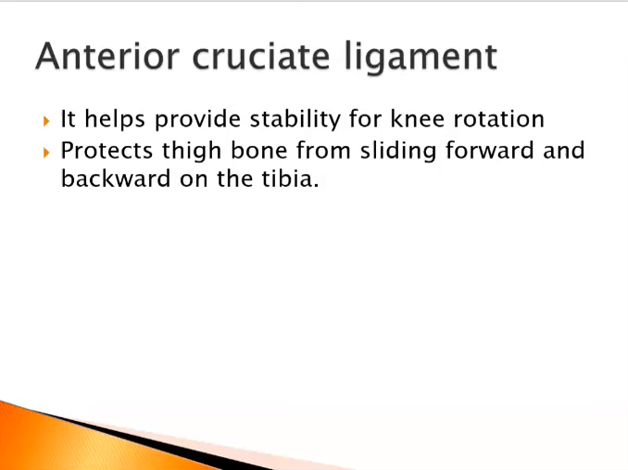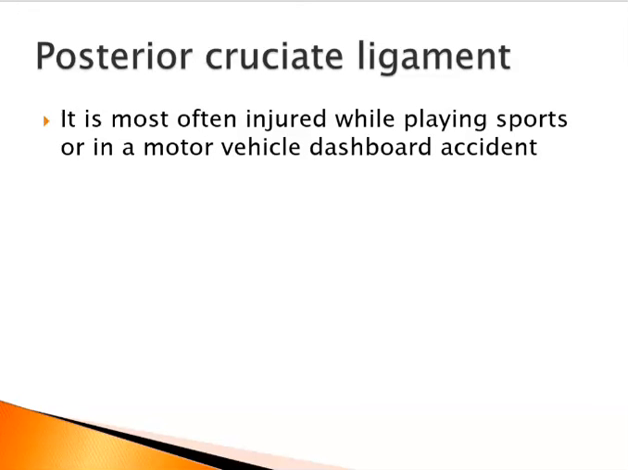Anterior cruciate ligament. This ligament helps to provide stability of knee in rotation. Protects thigh bone from sliding forward and backward of the tibia. Posterior cruciate ligament. It is the most often injured ligament while playing sports or in a motor vehicle dashboard accident.